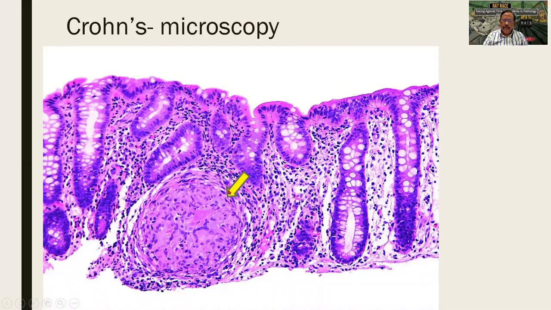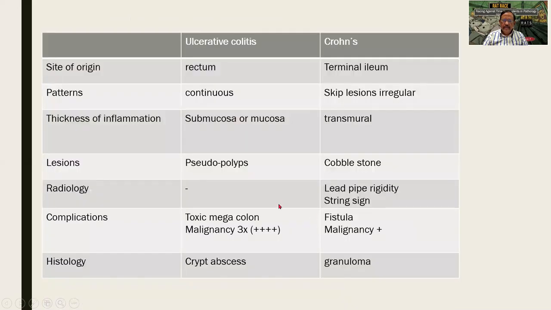So this is a microscopic picture of the Crohn's disease. This is a normal intestine that I am seeing and a well circumscribed granuloma. There are no areas of caseation or necrosis that is seen. As I mentioned earlier, there are two types of this inflammatory bowel diseases, ulcerative colitis and Crohn's disease.